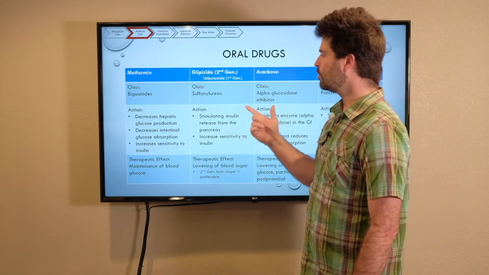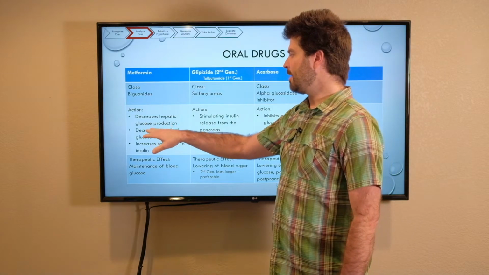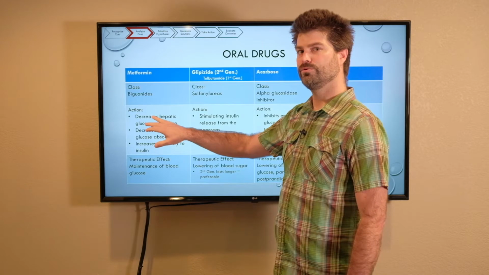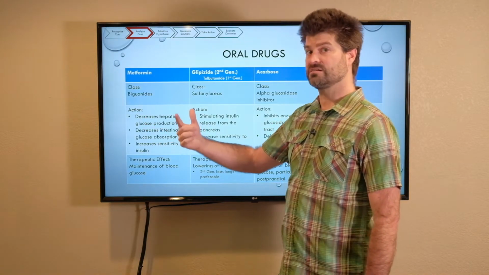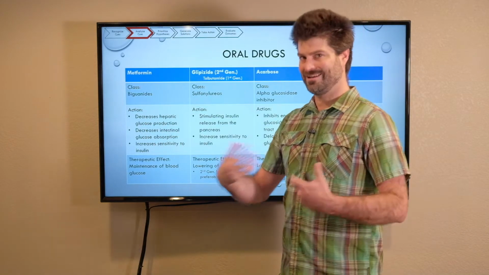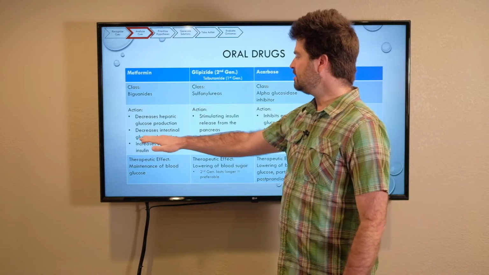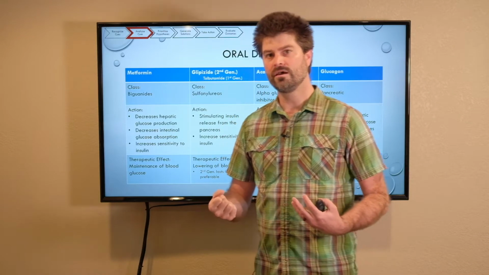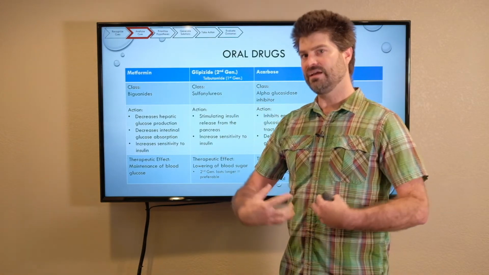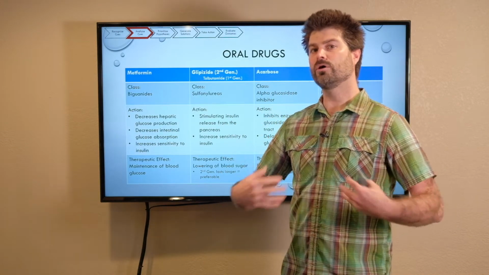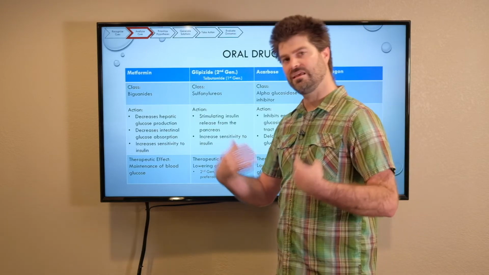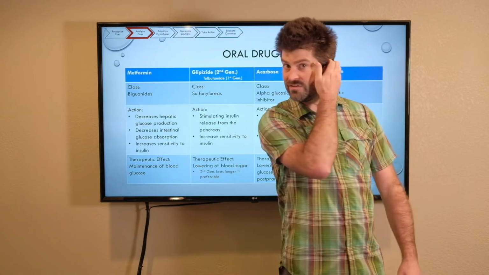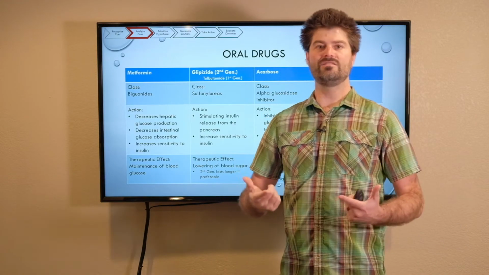The way this works is it's going to decrease hepatic glucose production. So that's going to be through glycogenesis, that whole cycle. It's going to decrease natural glycogenesis, decrease intestinal glucose absorption, meaning that anything the patient eats, it's going to prevent glucose from being absorbed inside the GI tract. So it's going to keep it in the GI tract so it can be excreted. And then it's going to increase sensitivity to insulin that is in the body.